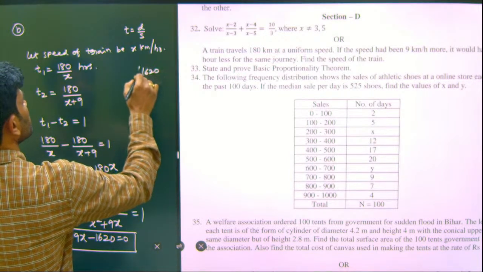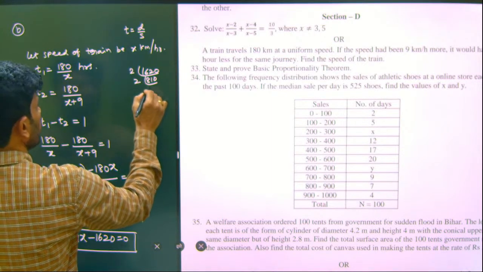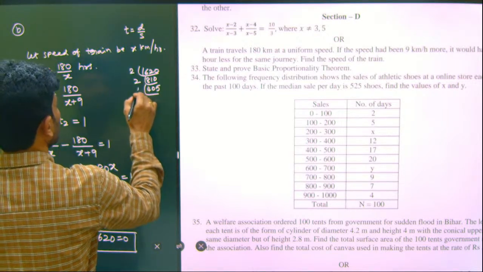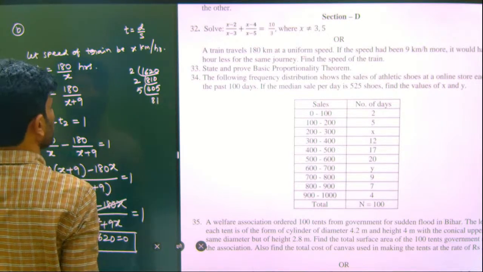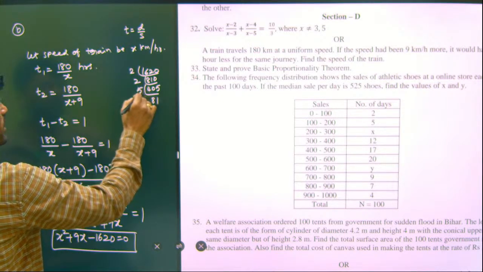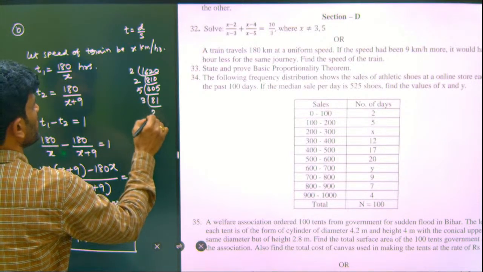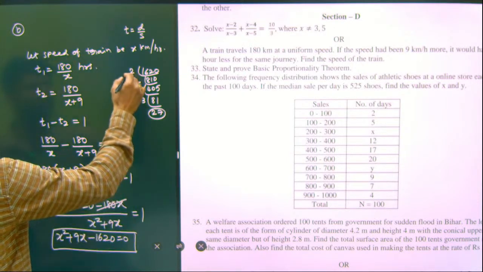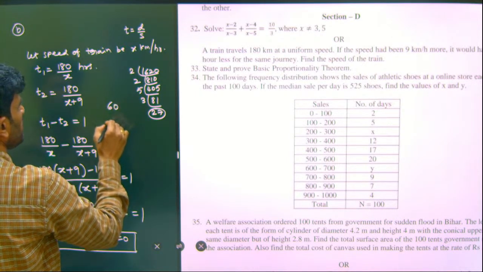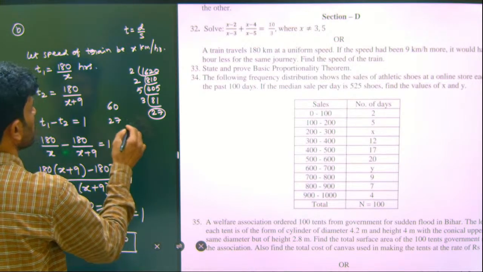1620 factors: 2 into 810, then 2 4s are 8, 5 8s are 40, we do not get 9. Then 4 into 405, 20 and 81, we do not get 9. Then we take 3 into 540, 27 is one factor, 60 comma 27. We do not get 9. So we have to change the combinations.